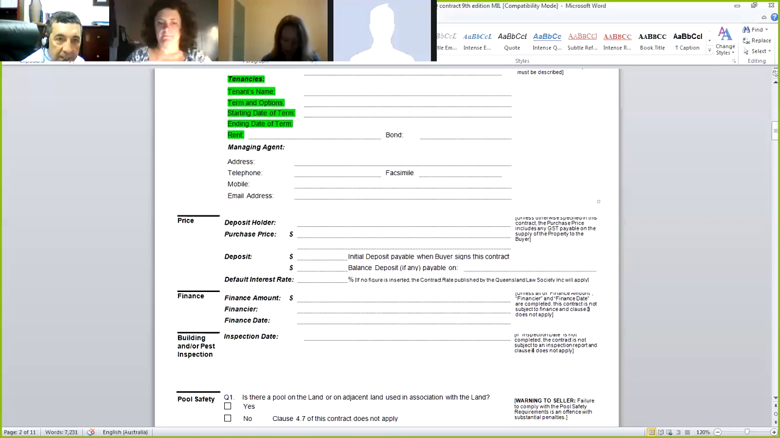The purchase price is described by reference to the price itself, less a deposit, and the deposit can be in two parts. An initial deposit payable when the buyer signs and a further balance to the deposit at a later time. Generally speaking, a deposit is an amount of money which is liable to be forfeited, to be lost, if the buyer does not complete the contract as required.